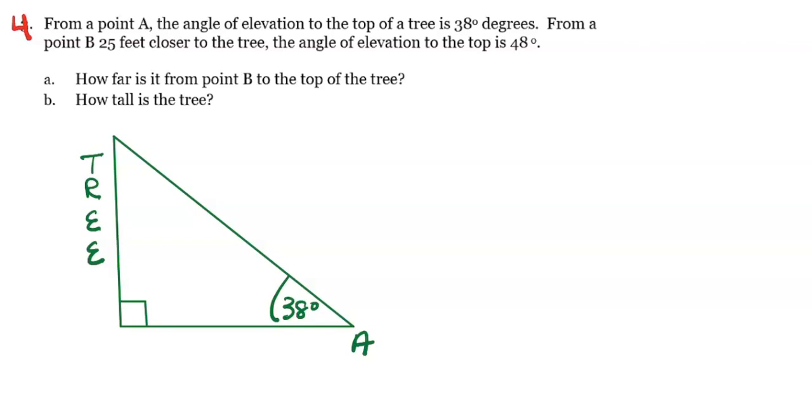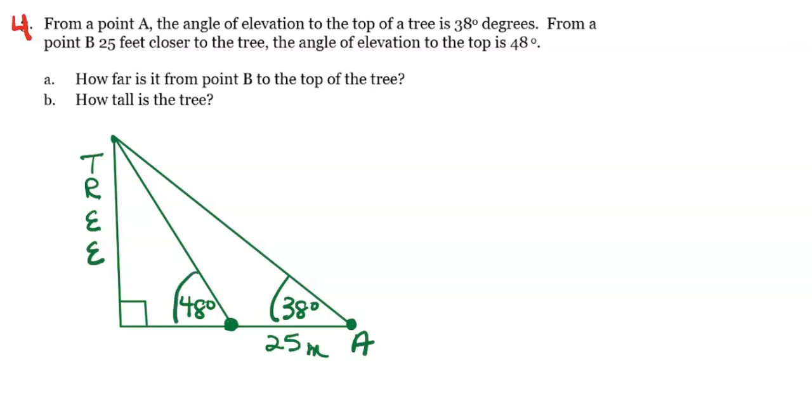From a point 25 feet closer to the tree, that means I was here, now I'm going to go here, and that's 25 meters closer, so that means this has to be 25. From a point B, the angle of elevation to the top is 48 degrees. So I'm going to go to the top, and I'm going to draw my straight line right down here. And now they tell me that this angle of elevation is 48 degrees. Okay. Before I start this problem, I have to find as many angles as I can. And that will be all of them. Okay, all of the angles is what I'm going to find.